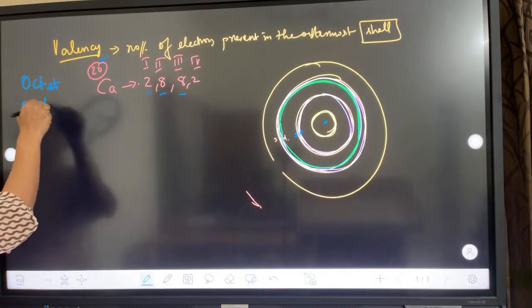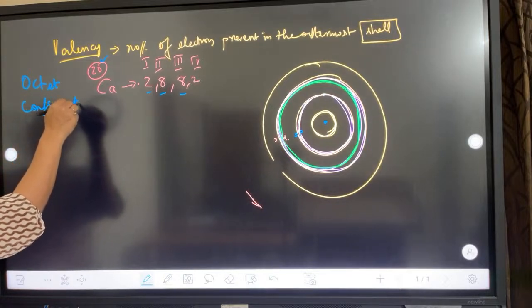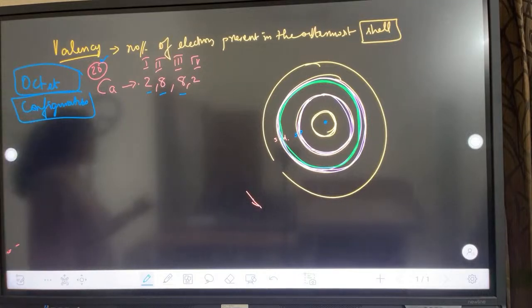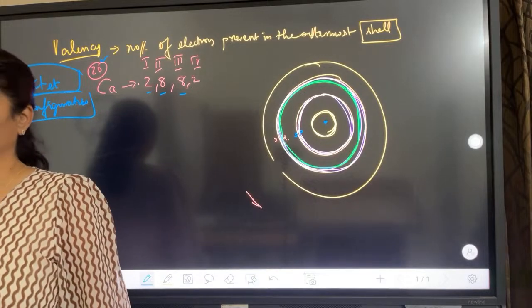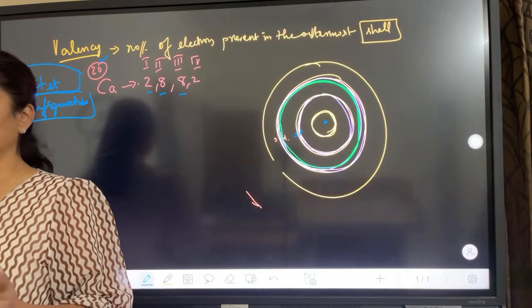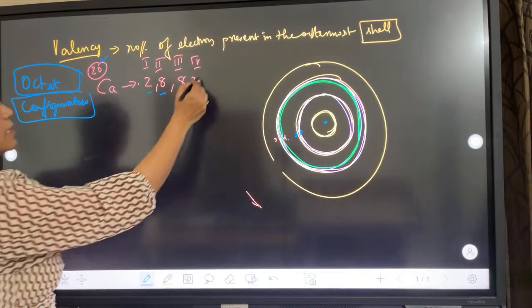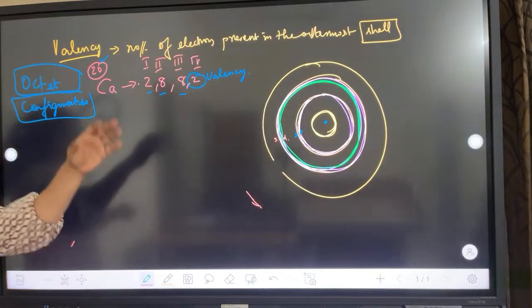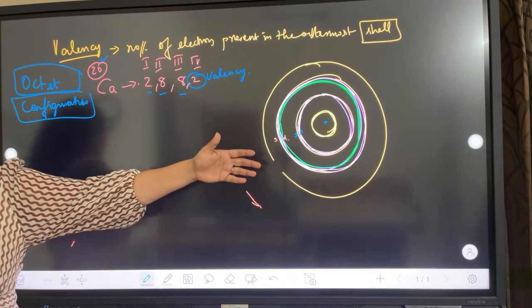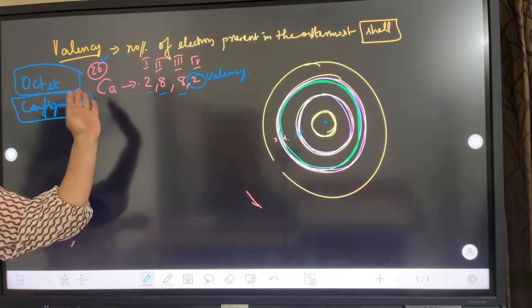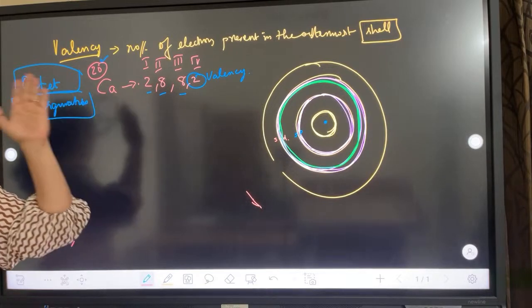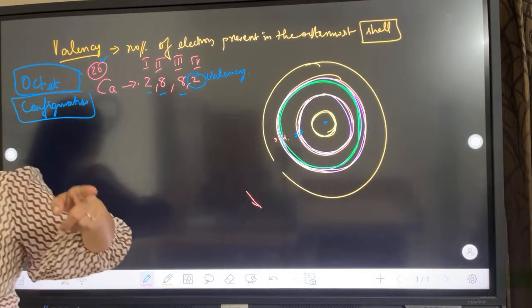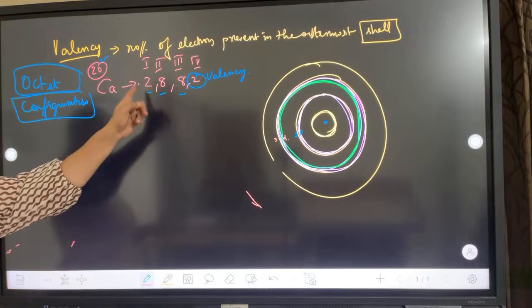Octet configuration talks about the stability of an atom. The outermost orbit should contain 8 electrons in order to maintain its stability. That is octet configuration. By looking at it, we used to call this valency. But it is deviating from it, or it may violate. The number of orbits for calcium will be only 3 orbits. So according to orbit level, how can we express this? 2 is the valency.